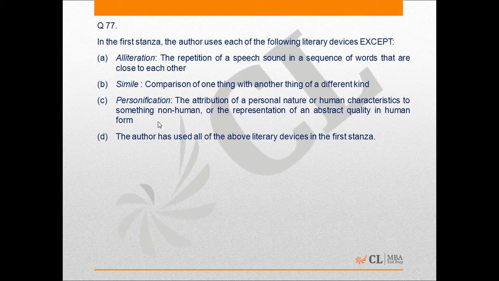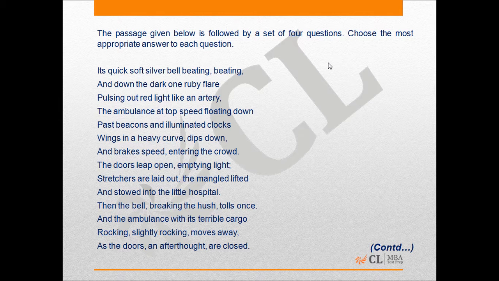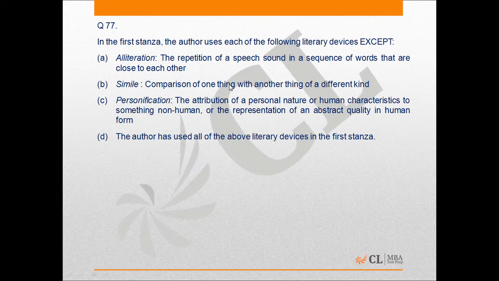with knowledge of English literature to understand these. Now alliteration, the repetition of a speech sound in a sequence of words that are close to each other. Now it is there. It's in fact there in the first line itself. It's quick, soft silver, bell beating. So this is alliteration, s, and then you say b. So this is an example of alliteration, so it is there.